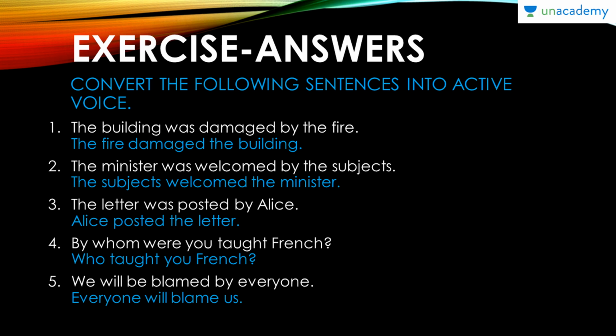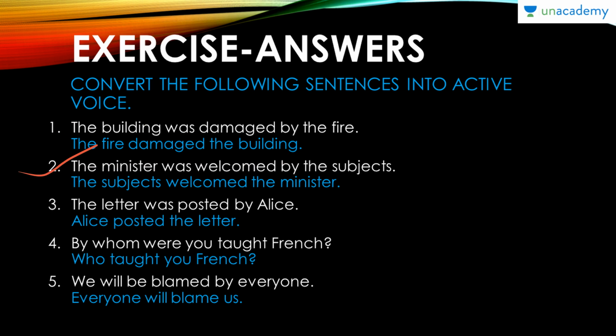Sentence number 1. The building was damaged by the fire. By what? The fire. So the object should come to the subject's place and the subject goes to the object. So the fire was damaged by the building. Does it make sense? So take away was, which is the auxiliary verb. So the fire damaged the building.